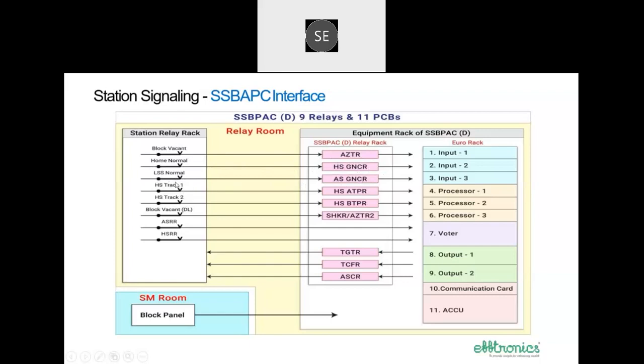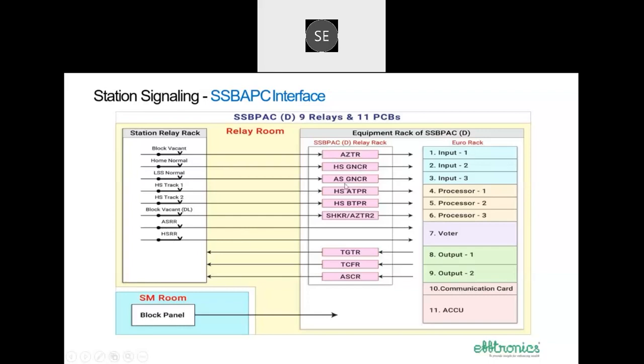The track circuits after home signal are used to pick up home signal ATPR relay and home signal BTPR relay. If it is a double line block vacant, that means axle counter relay, BPS relay, one more relay will be wired to the block instrument to pick up AZTR2. So for single line, instead of this AZTR, shunt KR relay will be used. As we can see here, advanced starter RR and home RR contacts are directly wired to the block instrument without picking up any relay in the block instrument. So they are wired as input to the block directly.